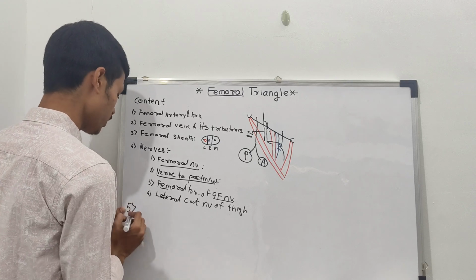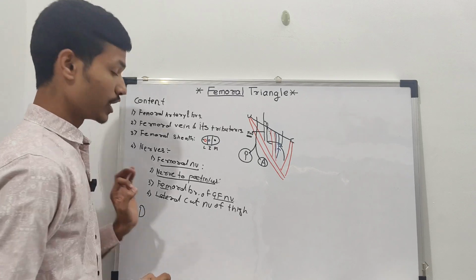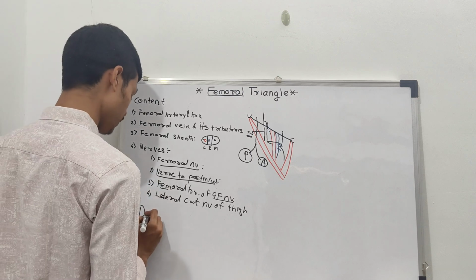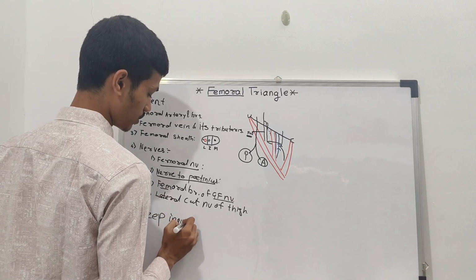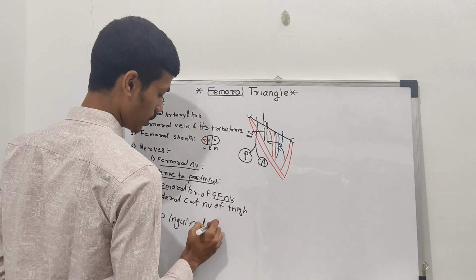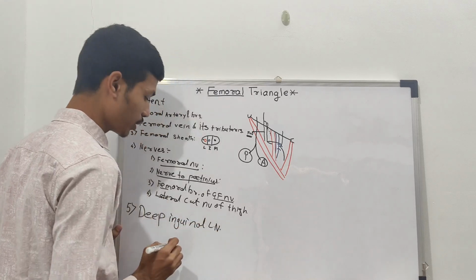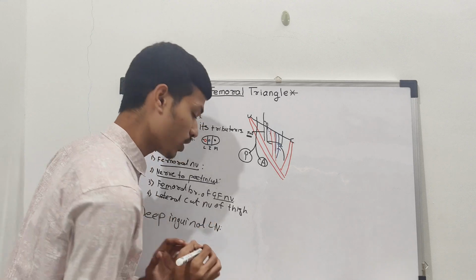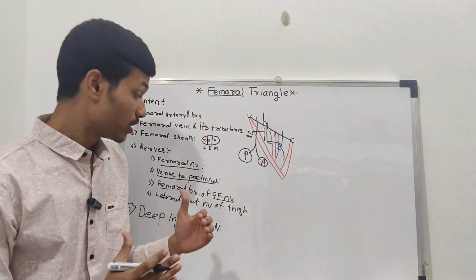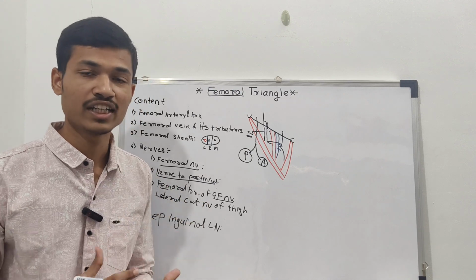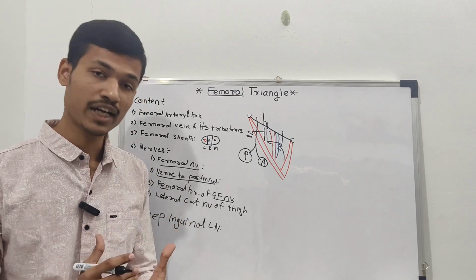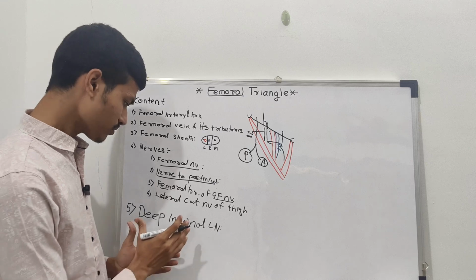Finally, the fifth is the deep inguinal lymph nodes. Deep inguinal lymph nodes, what is there to know about them? These deep inguinal lymph nodes are present deep to the deep fascia, that is, behind the deep fascia.